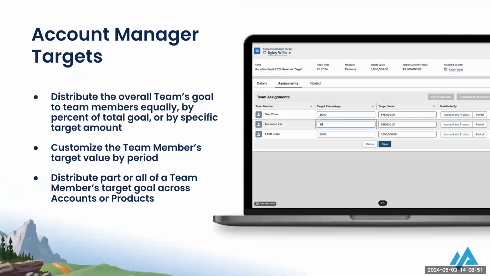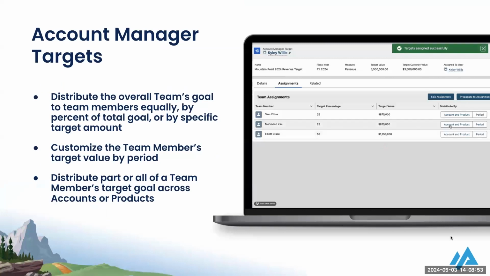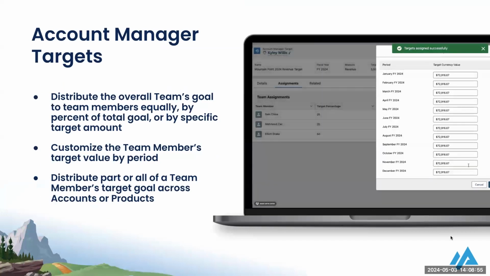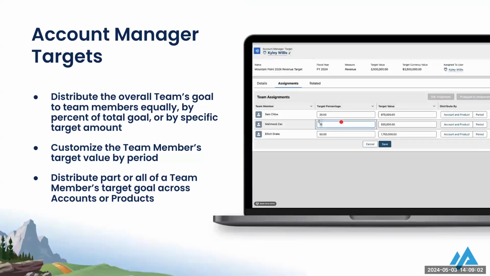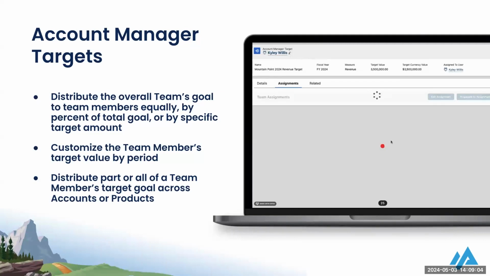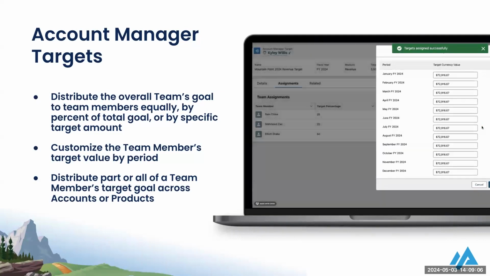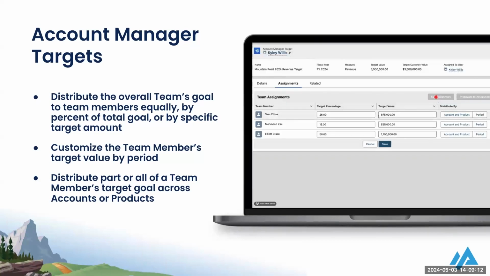And as you can see here, like I mentioned, it is going to allow you to take that overall target value for the sales team and then split it out across the team members, whether it's equally, right? So we have 3 sales reps, maybe it's 25, 25, 50, maybe it's 10, 10, 80. However the sales manager wants to split that out among the team, they're able to do that.